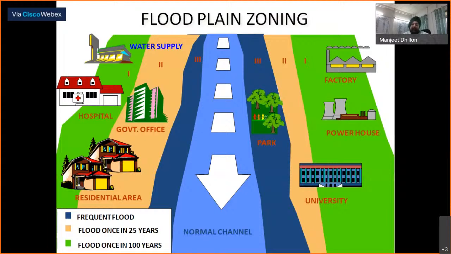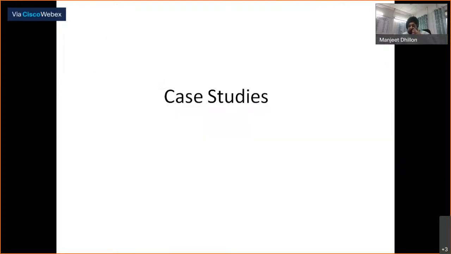That is, where is the encroachment and why is it so? If it can't be a 1 year plan, it can be a 30 year plan, 20 year plan, at least we should stop the encroachment and, according to the region, allow the various structures. For example, a hospital needs to be in the 1 in 100 year flood zone, and a government office could be located in the second zone, and a park could be located in the third zone, like that. This also is a challenge that should be done. It's already too late.